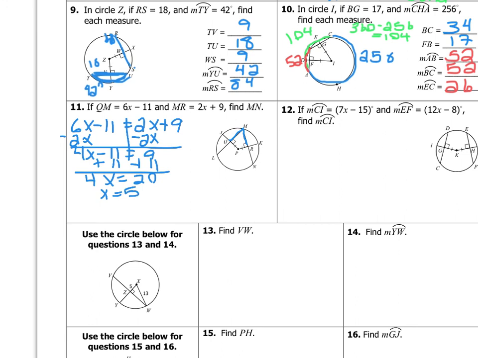We want to find MN. So we want to find one of them. So let's go 6x minus 11. So 6 times 5 minus 11, which is going to give me 30 minus 11. So 30 minus 11 gives me 19. So one section is 19. We want the whole thing. So 19 and 19 is going to give us 38. That's how much MN is equal to.